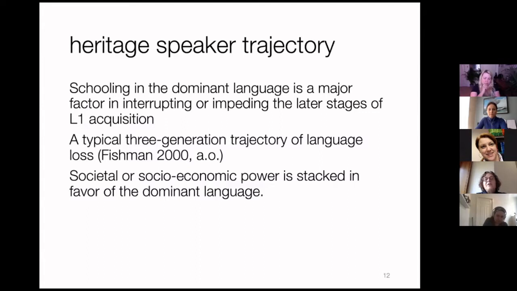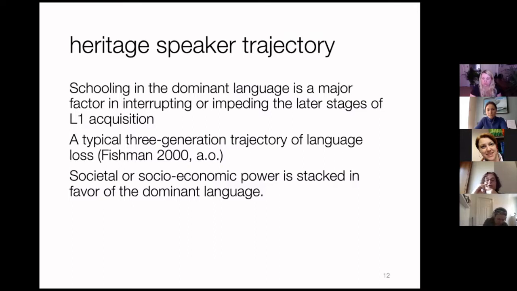In the United States, there is this typical 3-generation trajectory of language loss, where the first generation is an immigrant who barely speaks the dominant language, in this case English. The second generation is the immigrant's children who speak both languages, but as in Fishman's work, these languages are kitchen, ex-kitchen Italian, kitchen Spanish, and so on. And then by the third generation, the grandchildren of those immigrants who barely spoke English become monolingual speakers of English.